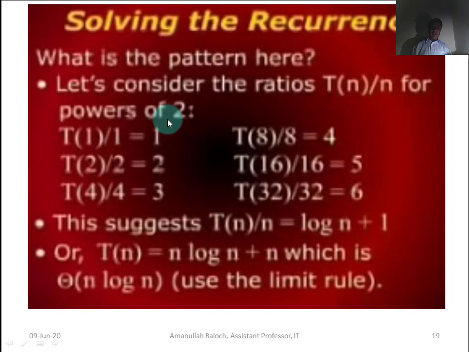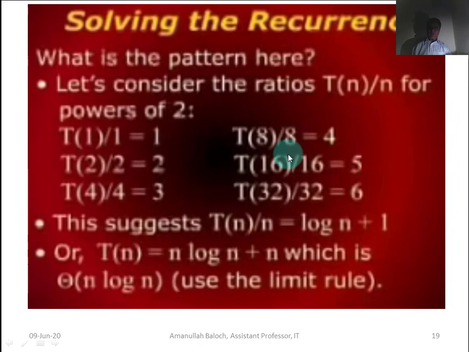We are taking all those times from the previous slide where n is a power of 2. If n is equal to 1, it is a power of 2: 1 can be written as 2 to the power 0. If n is 2, 2 is equal to 2 to the power 1. 4 is equal to 2 to the power 2. 8 is equal to 2 to the power 3. 16 is equal to 2 to the power 4.